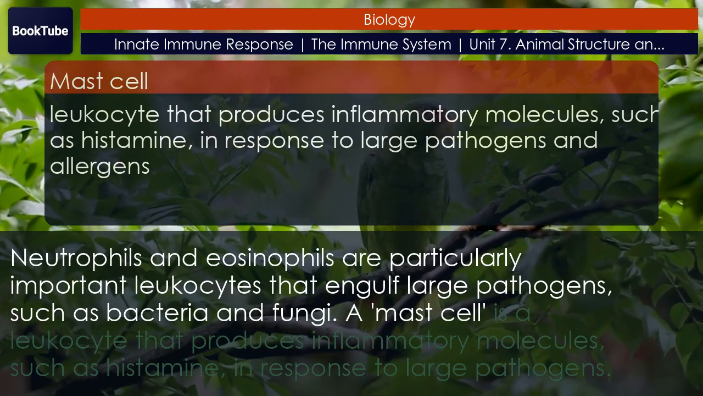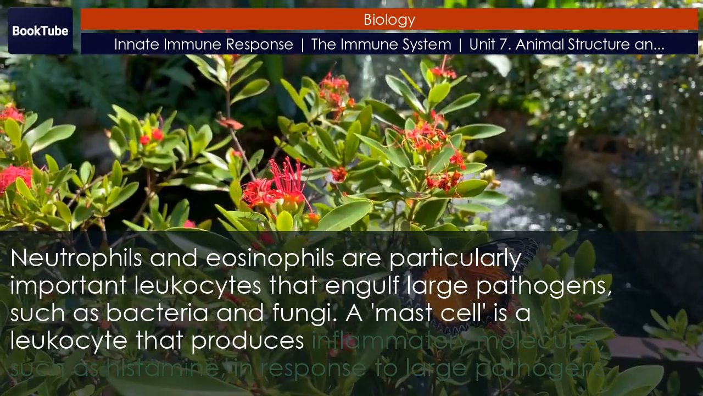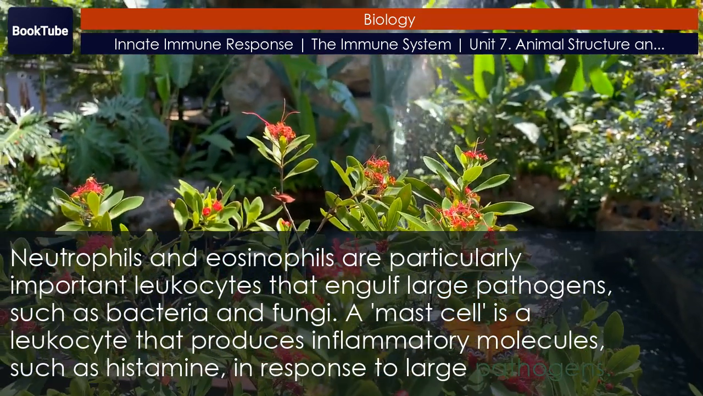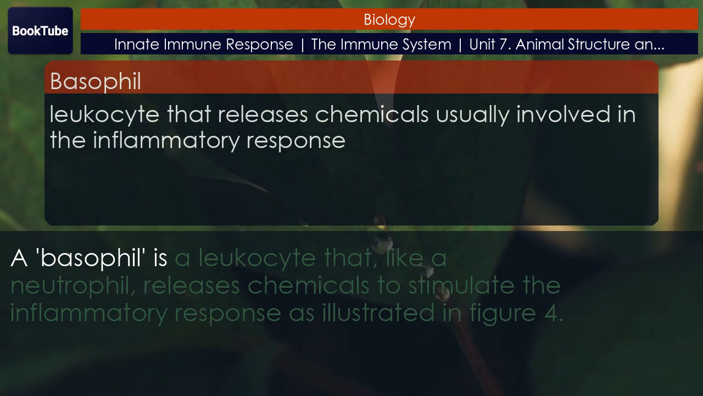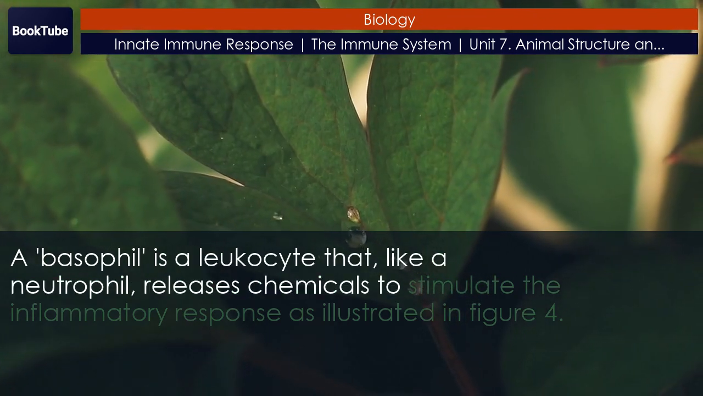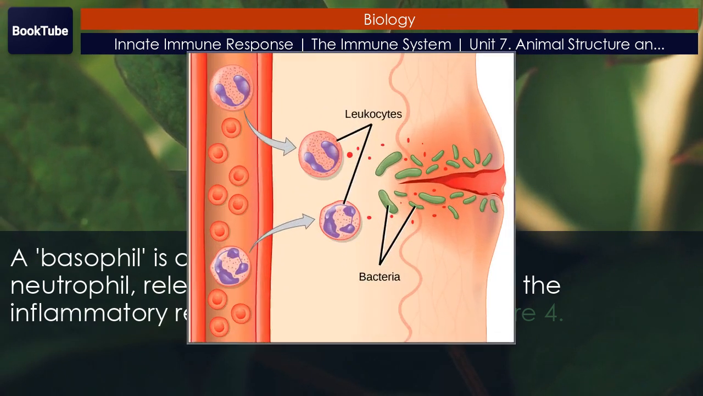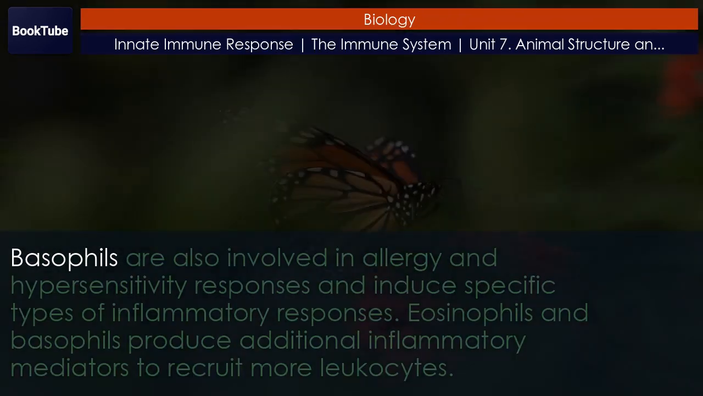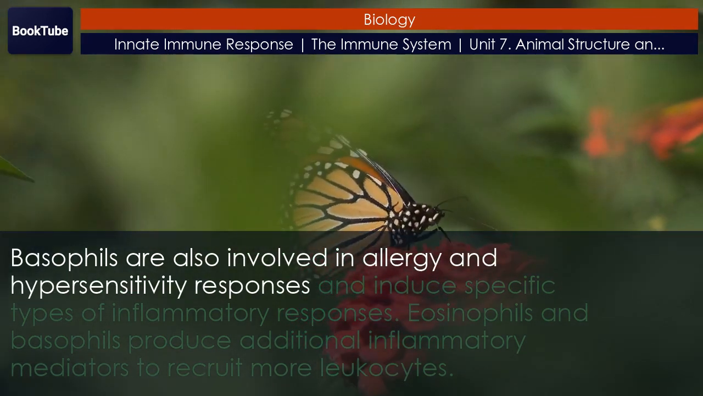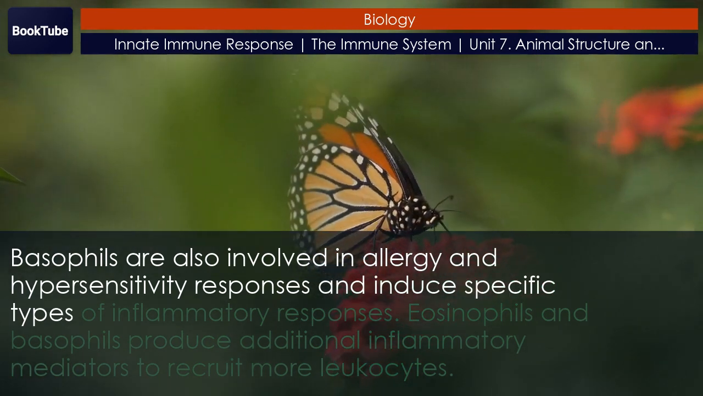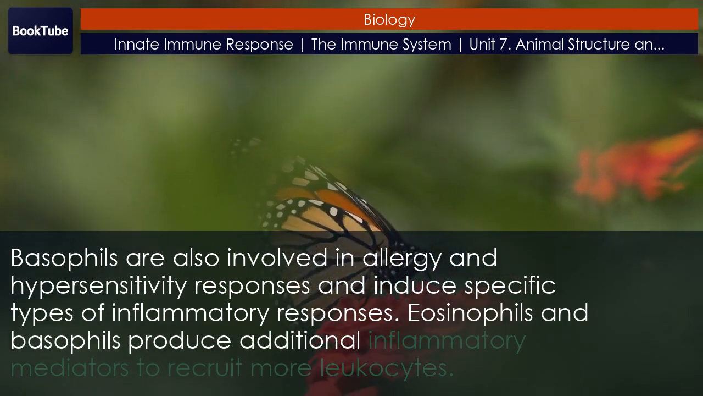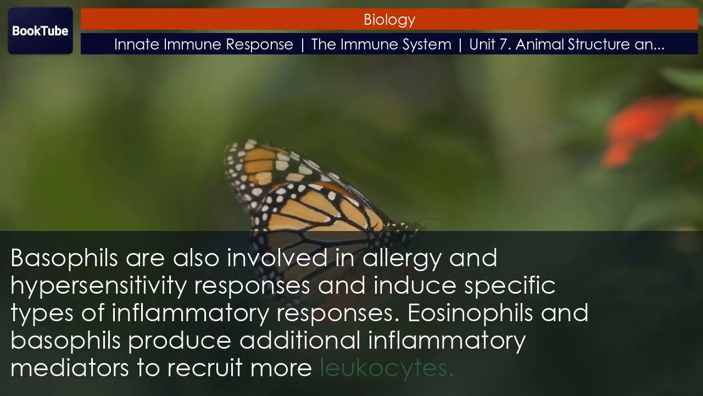A mast cell is a leukocyte that produces inflammatory molecules, such as histamine, in response to large pathogens. A basophil is a leukocyte that, like a neutrophil, releases chemicals to stimulate the inflammatory response, as illustrated in Figure 4. Basophils are also involved in allergy and hypersensitivity responses and induce specific types of inflammatory responses. Eosinophils and basophils produce additional inflammatory mediators to recruit more leukocytes.